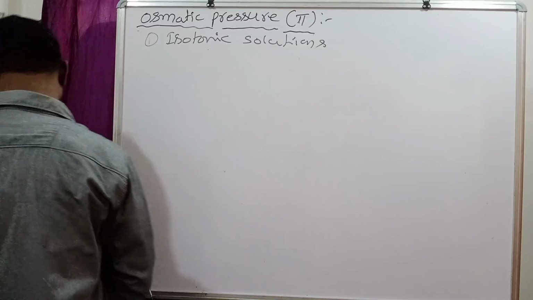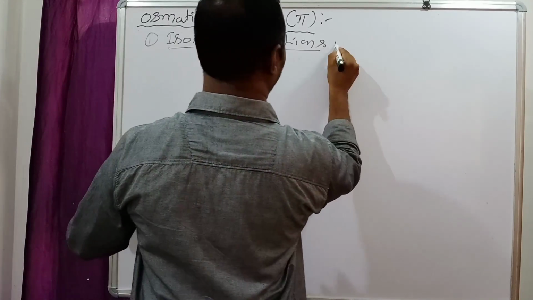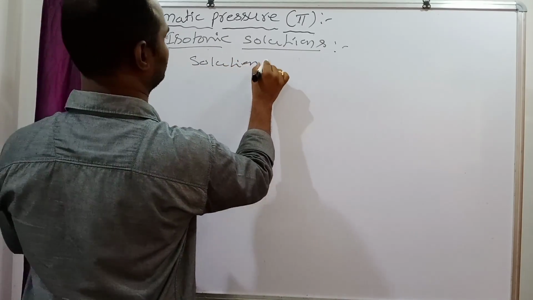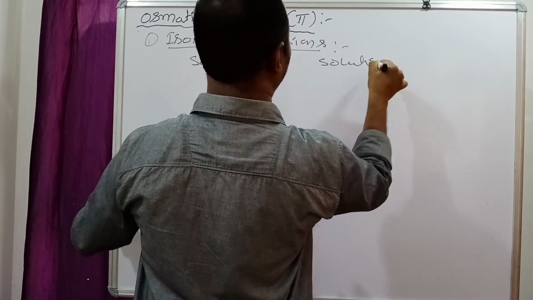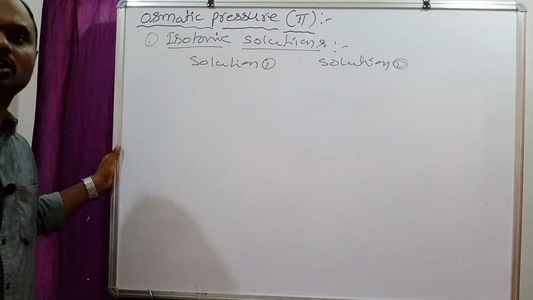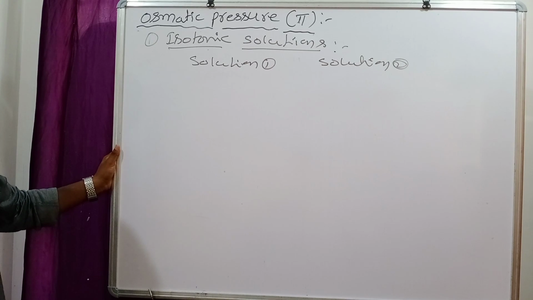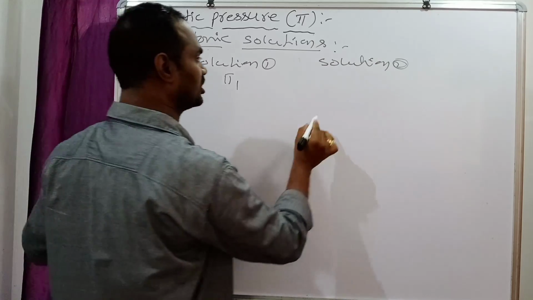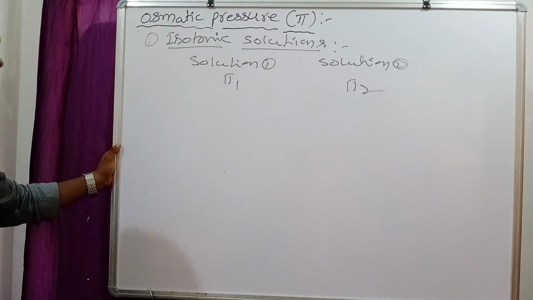First, isotonic solution. What is this isotonic solution? Here solution 1, solution 2. If two solutions have the same osmotic pressure under the same temperature, such solutions we call isotonic solutions. First solution osmotic pressure pi 1, second solution osmotic pressure pi 2. Now if two solutions have the same osmotic pressure at the same or constant temperature, such solutions are called isotonic solutions.